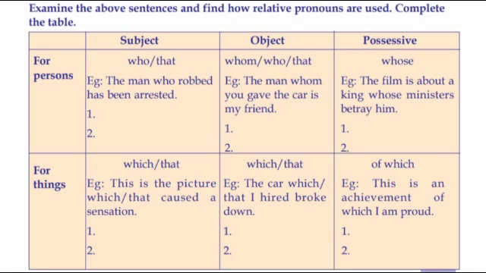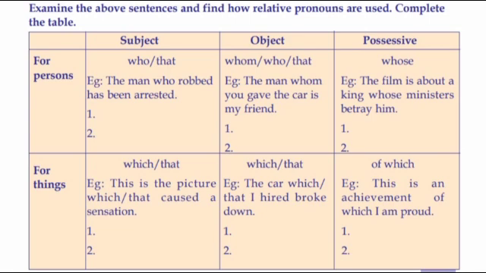Do you know how the relative pronouns are used? Look at the table. For persons, in subject case, object case and possessive case. Subject means doer of the action. Subject in a sentence means the doer of the action. That is, a person who is doing the action is called the subject. Object in a sentence means the receiver of the action. Then possessive means ownership, possession.